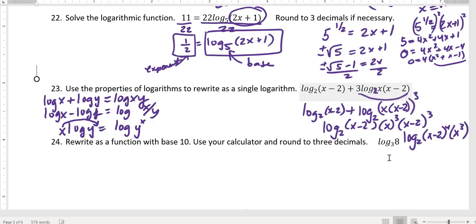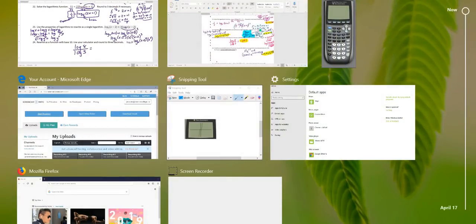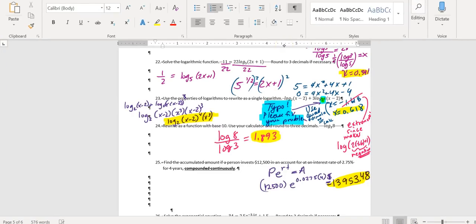Number 24, rewrite as a function with base 10, use your calculator. The change of base formula we said was the log of the argument over the log of the base. And you can use your calculator and you will get, look at my cheat sheet here, I got 1.893.